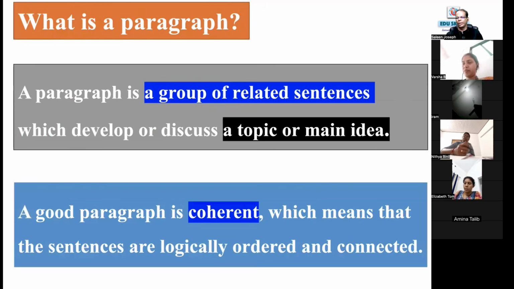A good paragraph is coherent, which means that the sentences are logically ordered and connected. And I'll tell you how they are to be logically connected.